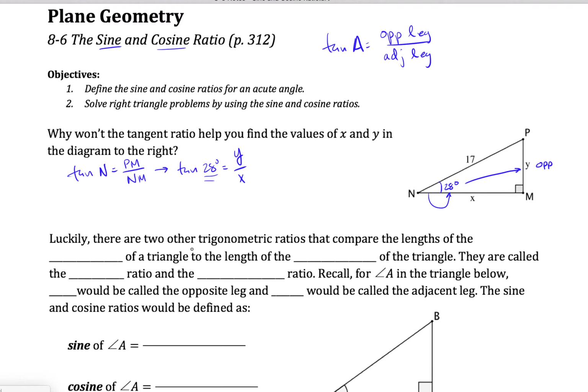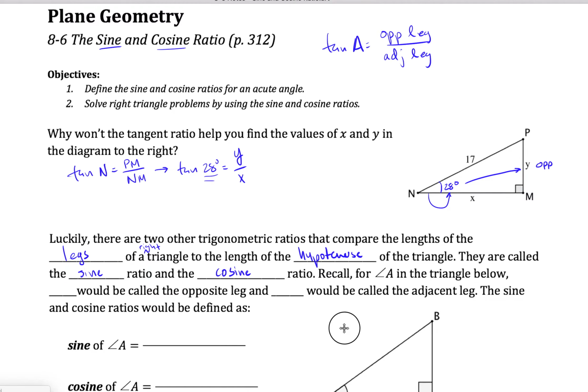But lucky for us, there are two other trig ratios that compare the lengths of the legs of a right triangle to the length of the hypotenuse of the triangle. These are called the sine and the cosine ratios, the sine and the cosine ratios. And that's what we're going to be spending our time taking a look at today.